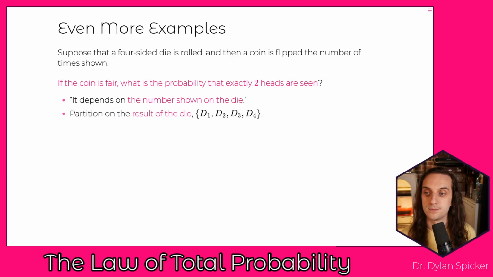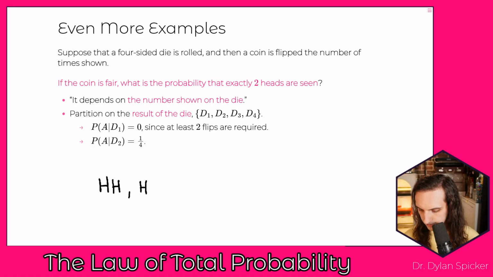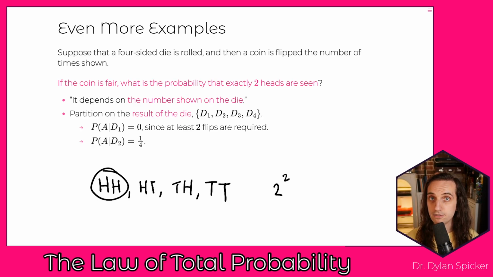So we take our rolls to be D1, D2, D3, and D4, to represent the result we actually get on our die. Now, the probability that we have exactly 2 heads if we roll a 1 is 0, since you need at least 2 flips. The probability of exactly 2 heads if we roll a 2 is 1 out of 4, because if you flip 2 coins in a row, there are a total of 4 possibilities. We can get head-head, head-tail, tail-head, or tail-tail. So this is 2 to the power of 2, and of these, exactly one has 2 heads.